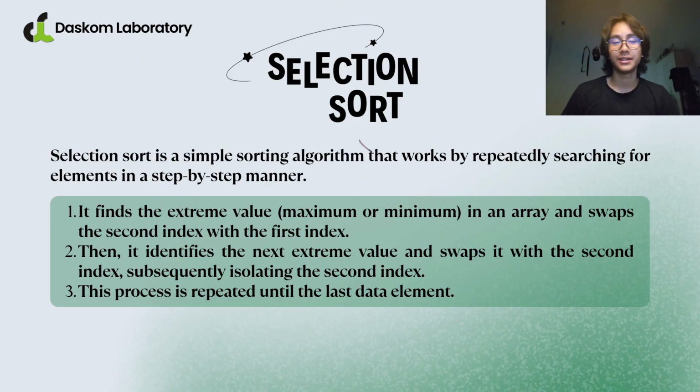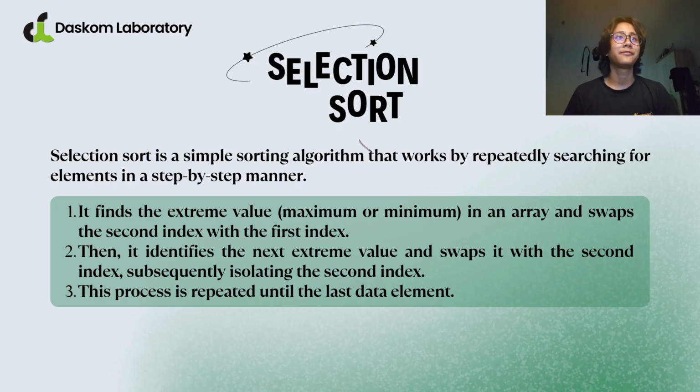Hello guys, back with me, assistant code GOT. So in this video I will give you an explanation about selection sort. What is selection sort? Selection sort is a simple sorting algorithm that works by repeatedly searching for elements in a step-by-step manner. So, how are the steps of the selection sort?